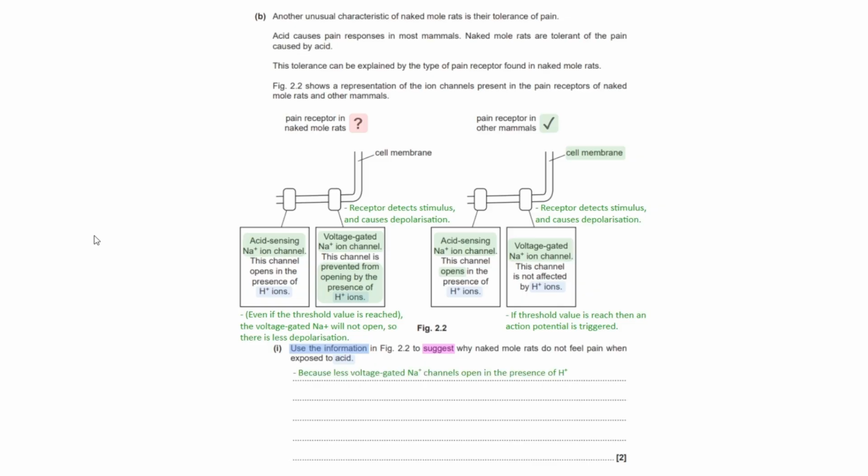So, because fewer voltage-gated sodium ion channels are opening in the presence of the hydrogen ions, that is resulting in less depolarization, so no action potential is being generated in response to the acid stimulus, so no information is being transmitted along the sensory neuron from the pain receptor to the central nervous system.